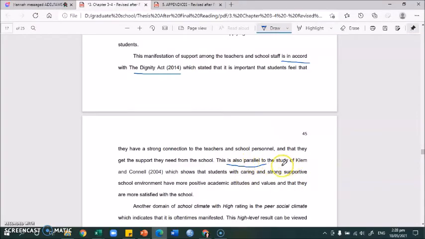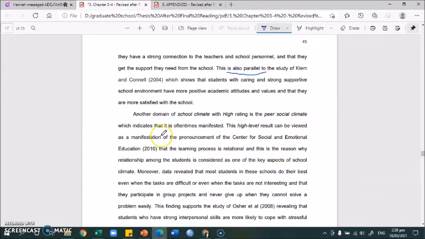So, this is also parallel to the study of Clement Connell, 2004, which shows that students with caring and strong supportive school environment have more positive academic attitudes and values, and that they are more satisfied with the school. Okay, so basically, this literature supports the idea na meron ngang high level of support sa mga estudyante in that particular school. Okay? And that also contributes, yung high level ng support contributes to the high level of school climate.